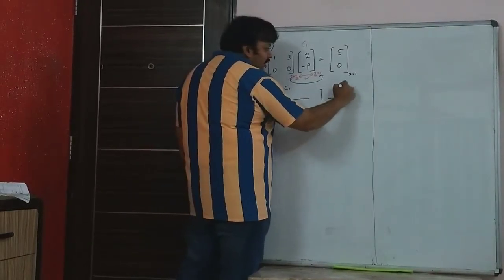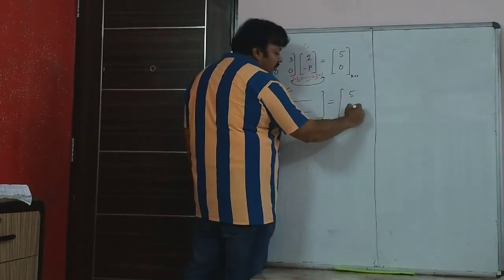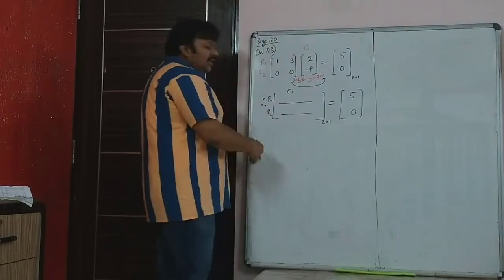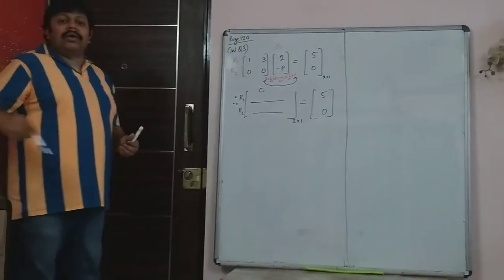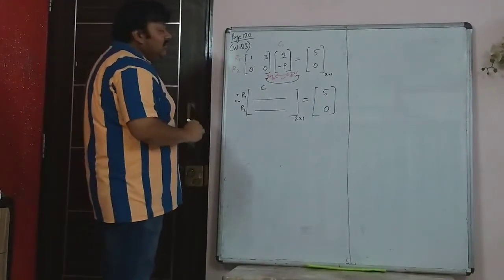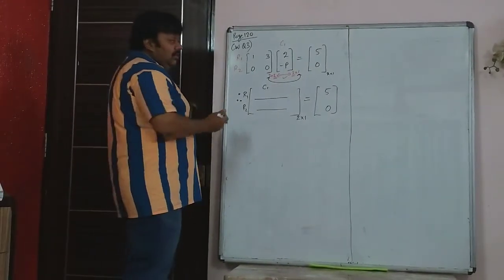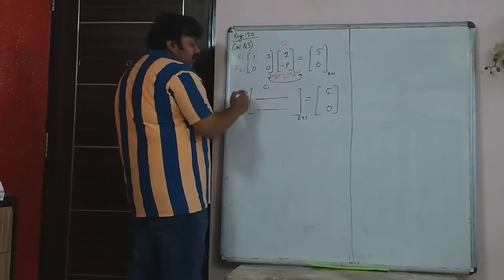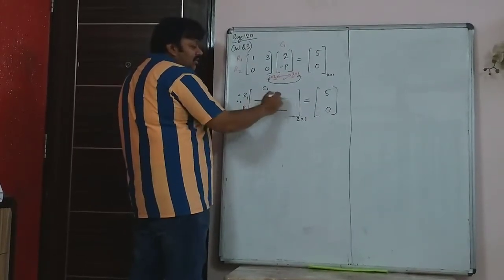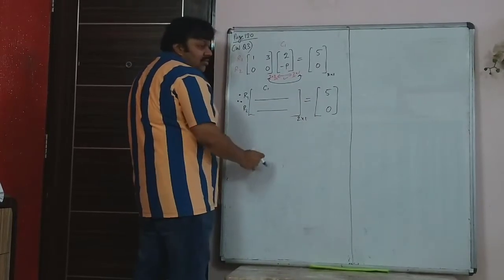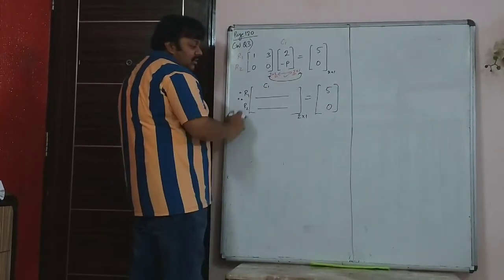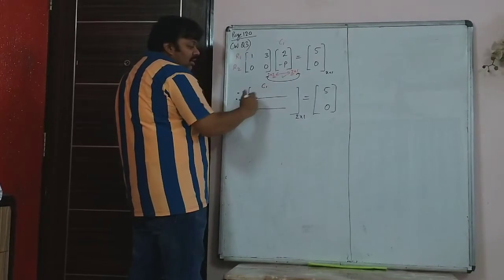And the answer for that is 5, 0. But we have to fill in the blank there so that we get an equation with which we can find what is P. So row 1 into column 1, this is the R1 C1 position. There are 2 rows and 1 column when you get the product matrix. So this is row 1 column 1.